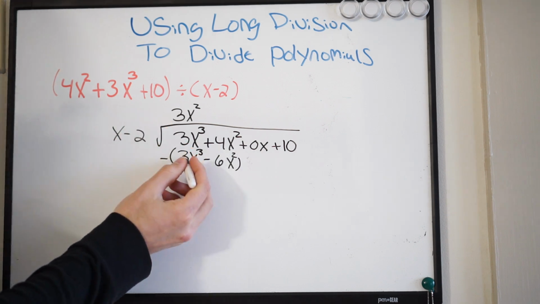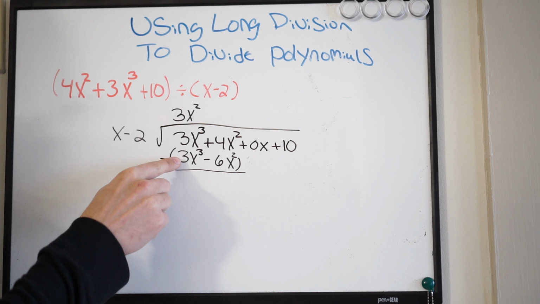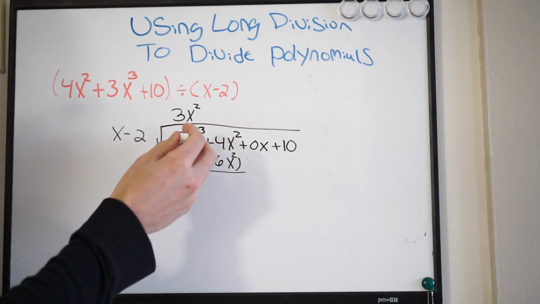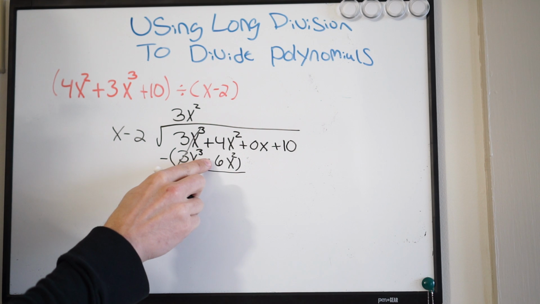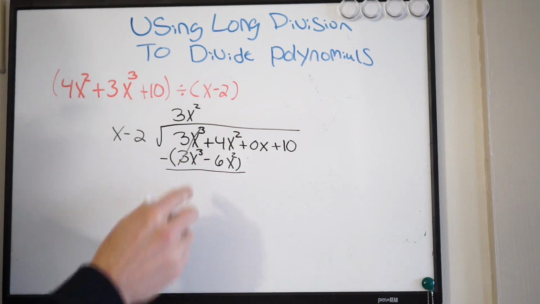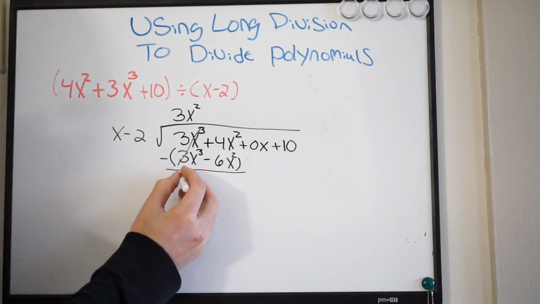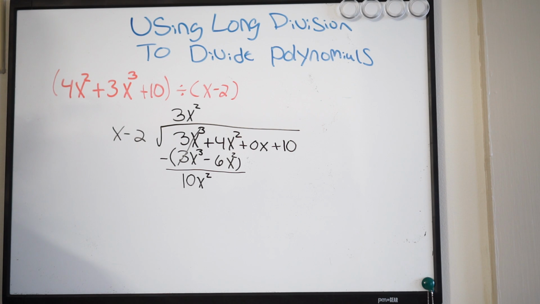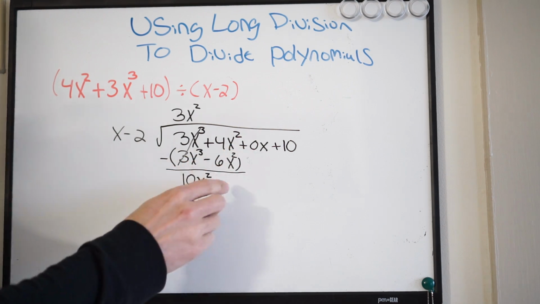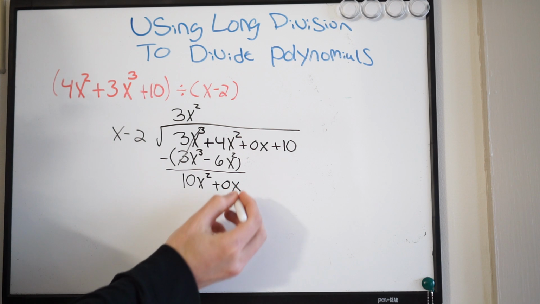So remember, if you distribute, it's really a positive 3x cubed and a negative 3x cubed. Well, that just becomes 0. These guys cancel out. And then right here, this will become positive, right? Negative times negative makes a positive. So now we have 4x squared plus 6x squared, which is 10x squared. Okay? We now bring down the 0x plus 0x.